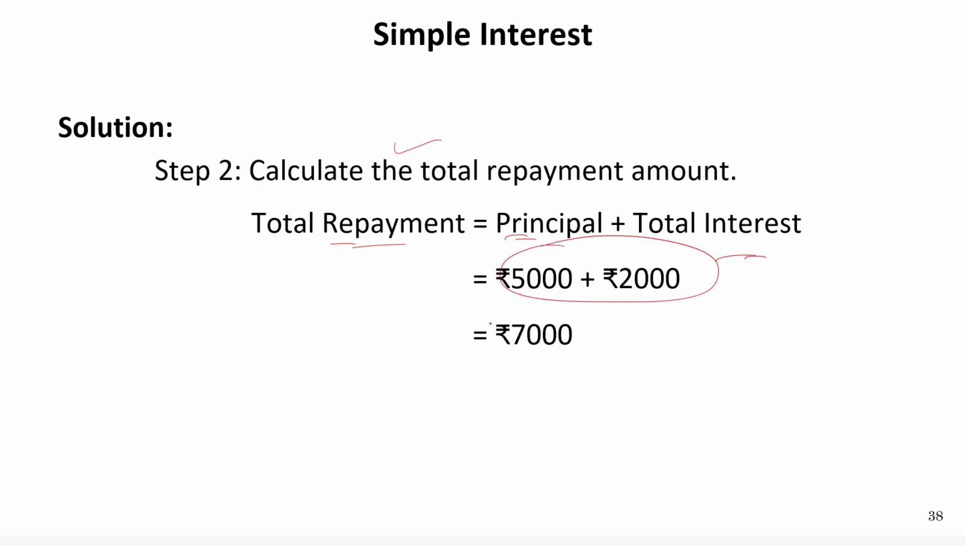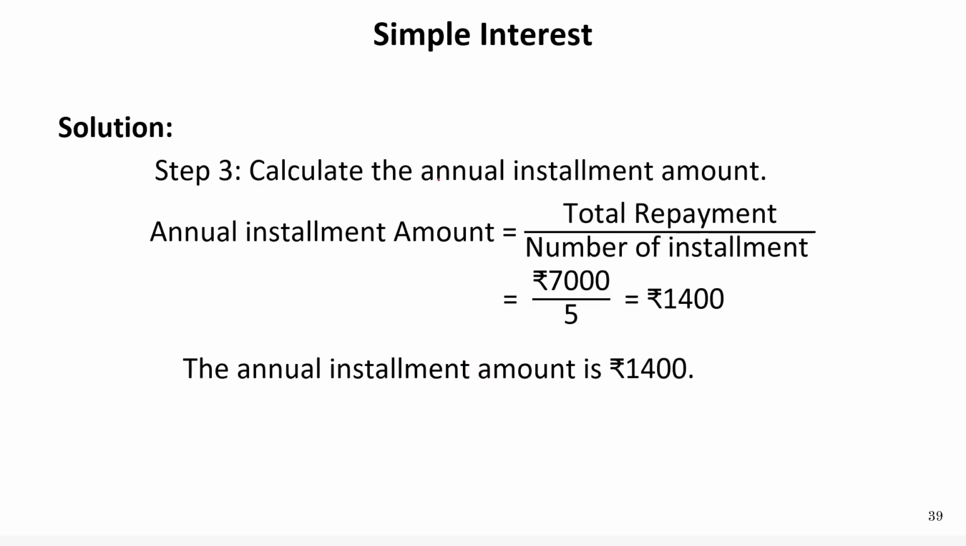So 5000 plus 2000 is equal to 7000. So calculating the annual installment amount is equal to total repayment by number of installments. So the number of installments is 5 here, and total repayment is equal to 7000. So 7000 by 5 is equal to 1400. So the annual installment amount is 1400 in this case.